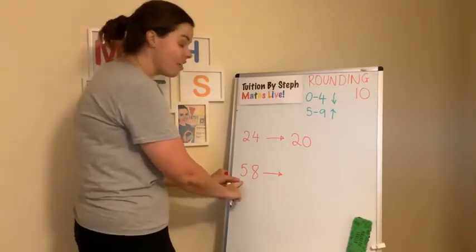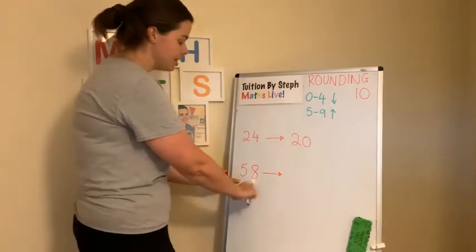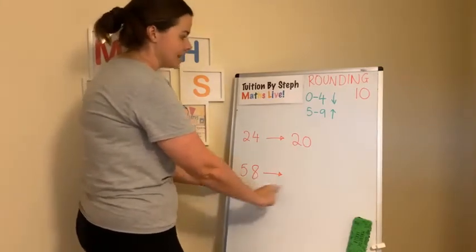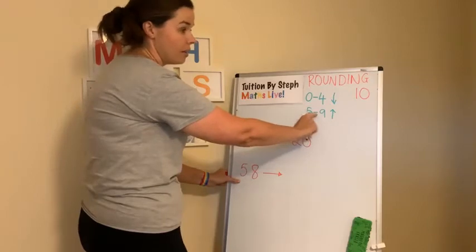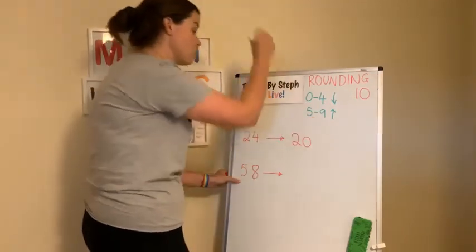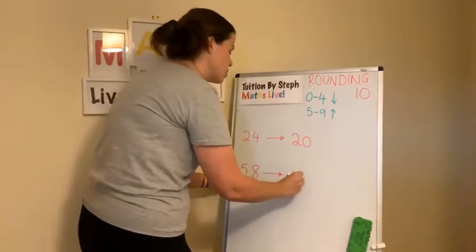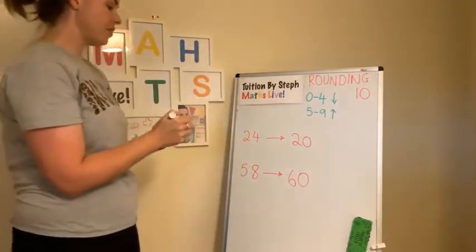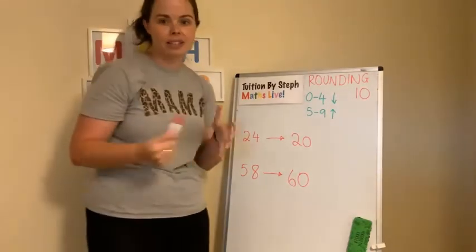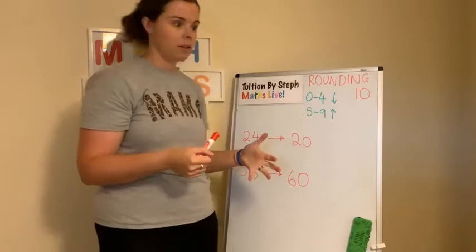58, we're currently in the 50s. The digit to the right is an 8. And if it ends in 5, 6, 7, 8 or 9, that means we round up. So we go up to 60. 58 on the number line would be nearer to 60 than 50.